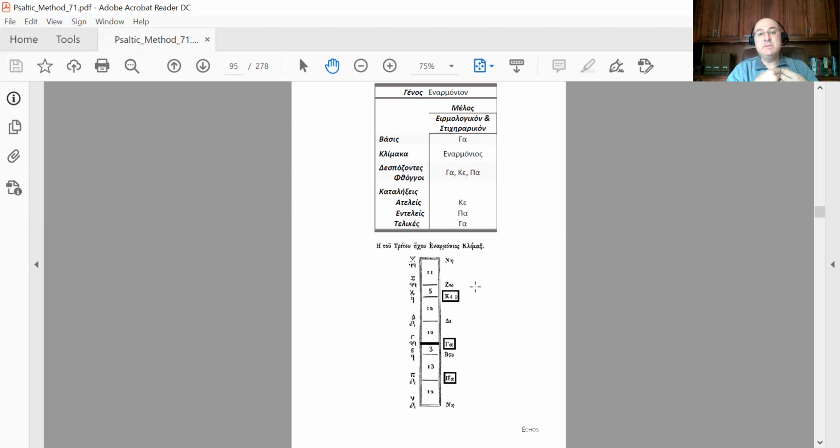The human voice, however, has these internal feelings and knows that Ke is a main note in this particular melody of the third ichos, and Zo should be a little bit closer to it. The same thing with Vu and Ga. Ga is a main note, and Vu is sometimes pulled up, attracted by Ga. Ga being the main note and Vu being the secondary note.